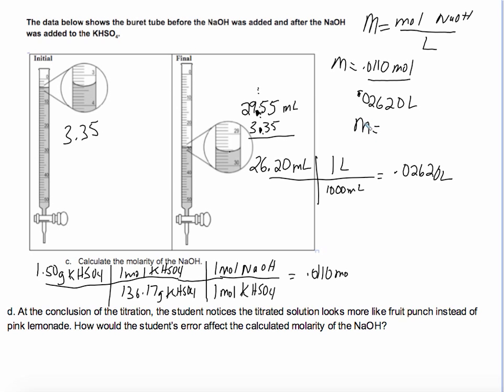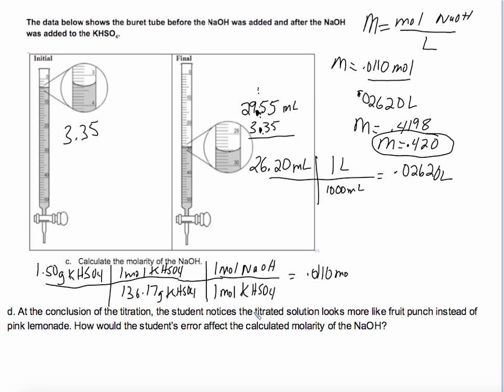This has 3. So if we do the math and divide them, we get 0.4198. We're going to show 3 significant digits. So the molarity is going to be 0.420 is what I got, moles per liter. All right, 3 significant digits.